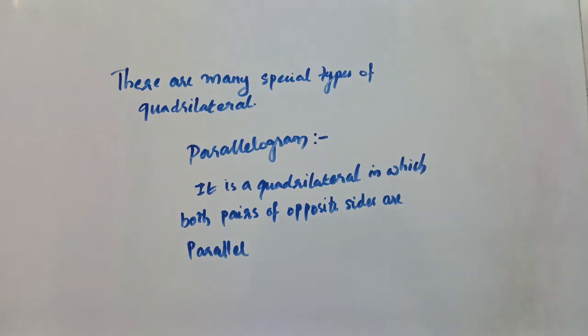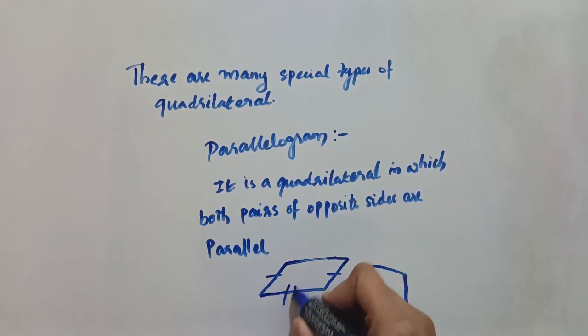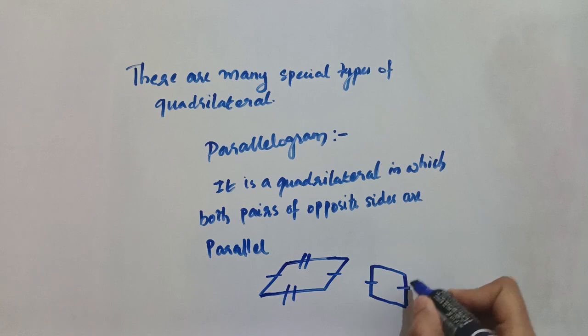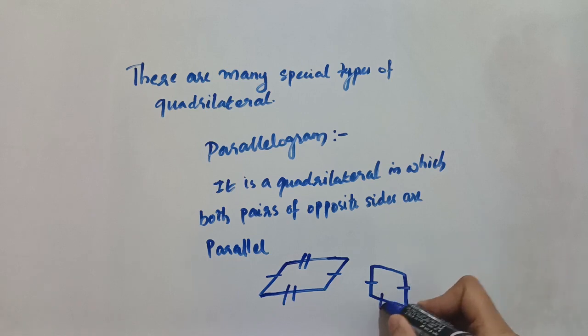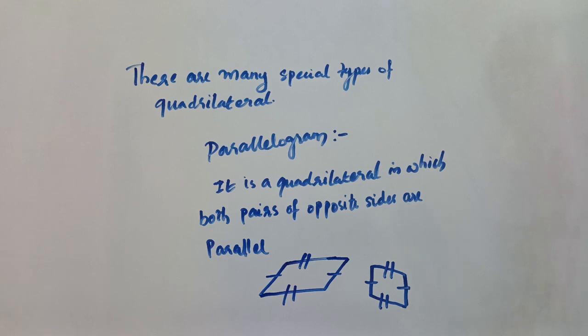We can look at an example. Here we can say these 2 sides are parallel and these 2 sides are parallel. Also here, these 2 opposite sides are parallel, and these 2 opposite sides are parallel. This is a parallelogram.